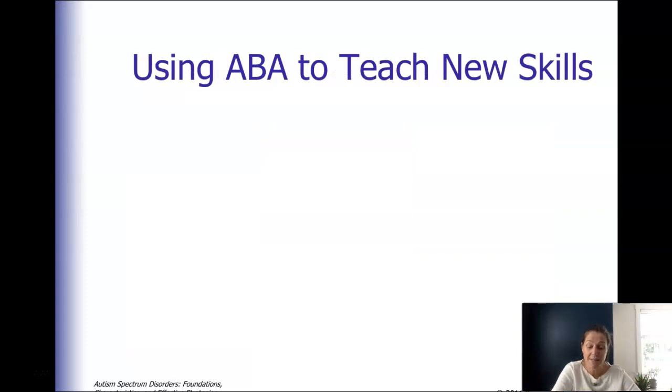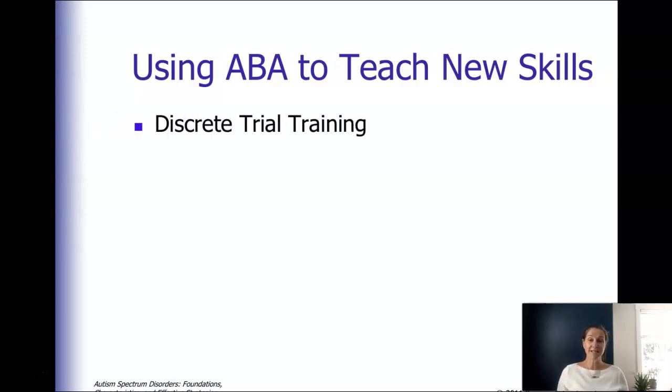So we can use ABA to teach new skills. I'm going to go through a list of the types of practices that we can use to teach new skills. These terms aren't going to make much sense until we talk about each one, and we will discuss each one individually. But some of the techniques that we can use are discrete trial training, also known as discrete trial teaching or discrete trial instruction. You might see DTT as an acronym for this, or DTI if it's being labeled a slightly different way.